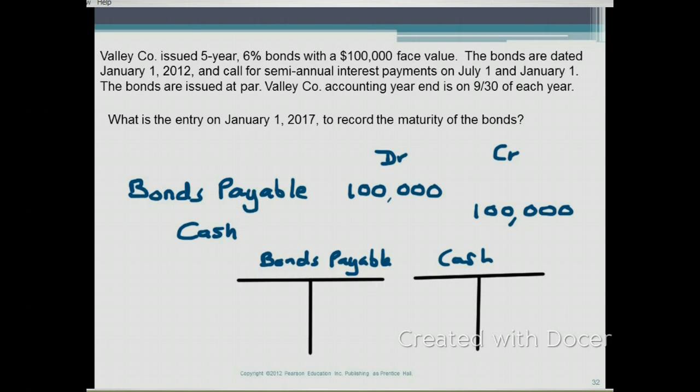Let's look at it visually. Your bonds payable account has a balance of $100,000 on the credit hand side. That represents the debt that you owe your bondholders. On maturity date, which is January 1st, 2017, you're going to debit your bonds payable for $100,000, credit cash for $100,000. This will result in your bonds payable balance being equal to 0, and that is the entry to record the maturity of the bonds.